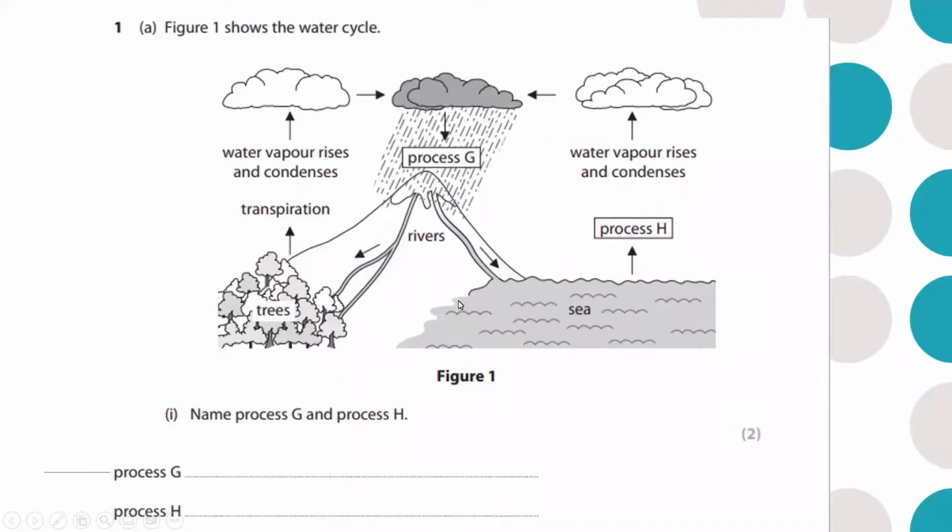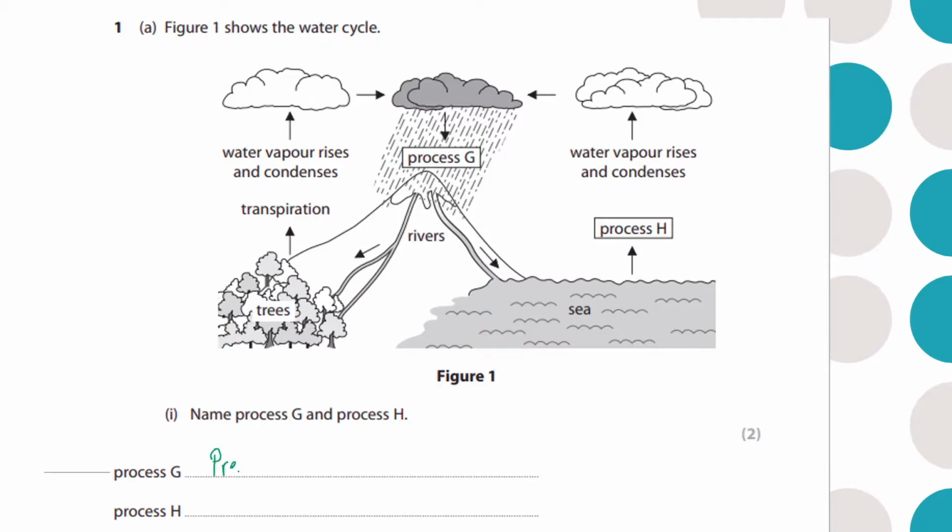Okay, figure 1 shows the water cycle. So ecology is quite a big ranging subject. It's about the environment. Let's get my pen turned on. Okay, so it says name process G and process H. I've already been given transpiration, condensation, process G, precipitation.